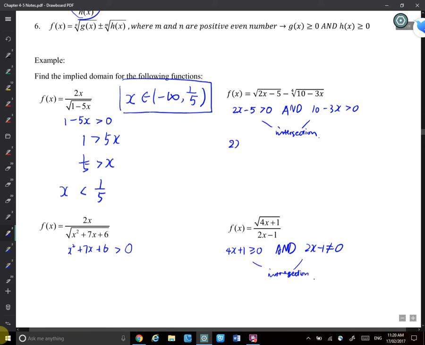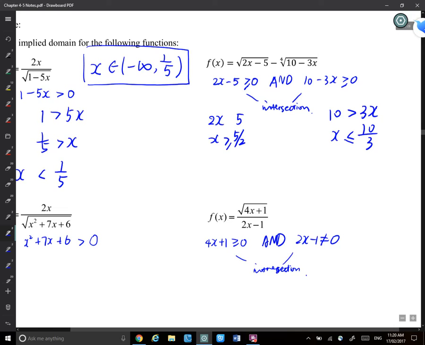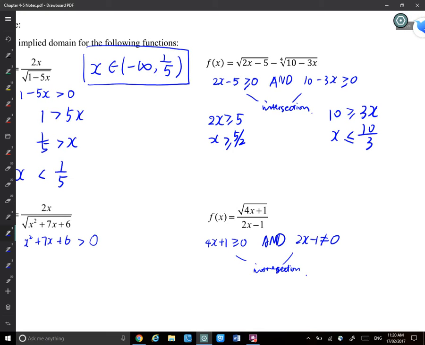So what I will have is 2x greater than 5, x greater than 5 over 2. For this one, I have 10 greater than 3x, and x is smaller than 10 over 3. Sorry, we should have an equal sign here because it's just a normal inequality. They can be greater than or equal to 5 over 2. It's not on the denominator, so it can include 0.